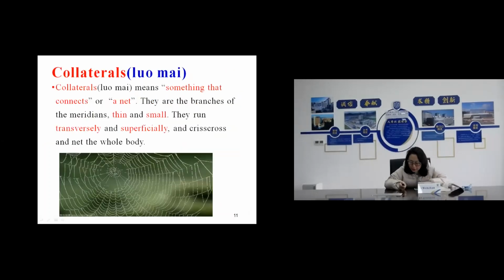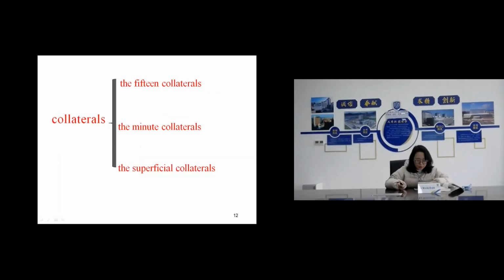Collateral in Chinese means luo mai. Collaterals are smaller than the meridians. They are like a net, the branches of the meridians, thinner and smaller than meridians. They run transversely and superficially, crisscrossing and netting the whole body. Collaterals include 3 parts: the 15 collaterals, the minute collaterals, and the superficial collaterals.